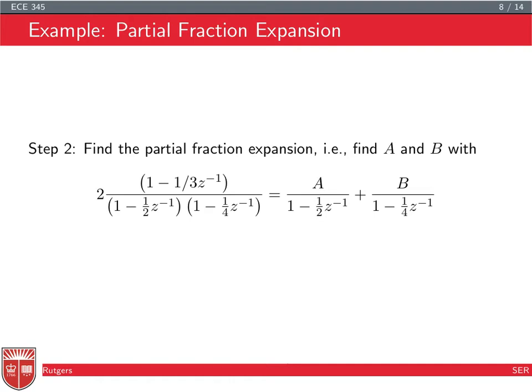The trick is that you first cancel out the denominator of A, if you want to find A. To cancel out the denominator of A, I have to multiply by that denominator. So I multiply the whole equation by 1 minus 1/2 z minus 1 on both sides.